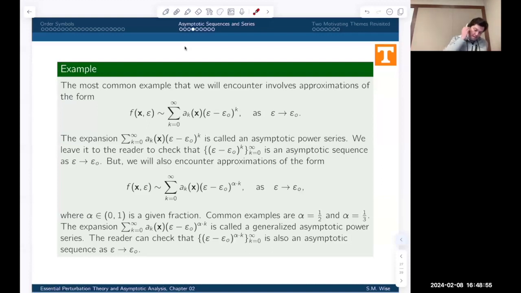Now we do. The most common examples that we're going to encounter are going to be asymptotic series approximations like this, where epsilon is going to some finite number. We'll also encounter the infinite case as well. And usually epsilon naught is going to be 0, so we can just throw this part away. So we'll just get a simple power series in epsilon. That's the thing we're going to be working with, producing, and we're going to get excited about that.